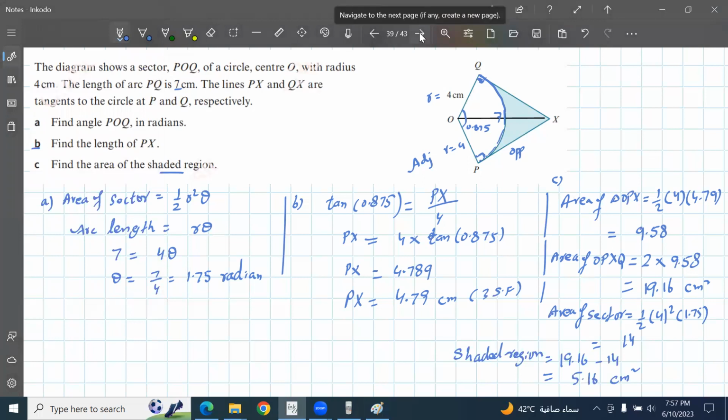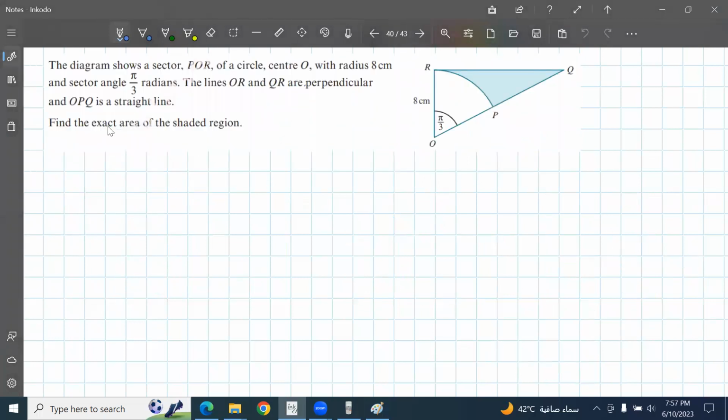Now we try to solve one more. Next question. The diagram shows a sector POR of a circle with center O, radius 8 centimeter and sector angle pi over 3 radian. Again, we will solve this question in radian form, and remember that the angle between radius and tangent line is always 90. It means it is again a right angle triangle. They also mention they are perpendicular, and OPQ is a straight line. Find the exact area of the shaded region.